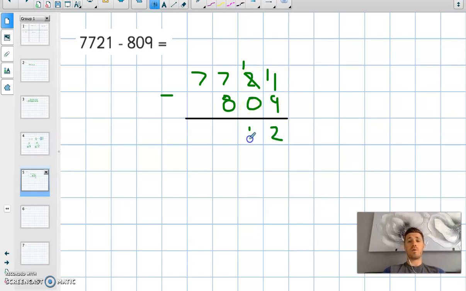1 take away 0 is 1. 7 take away 8, well, we can't do because the bottom number is bigger than the top number. So again, we need to exchange, we need to borrow. 7 becomes a 6, that 7 becomes a 17, and then 17 take away 8 is 9, and then we drop the 6 down because there's nothing to take away from it. So your answer is 6,912.